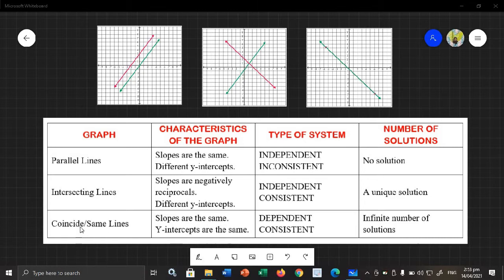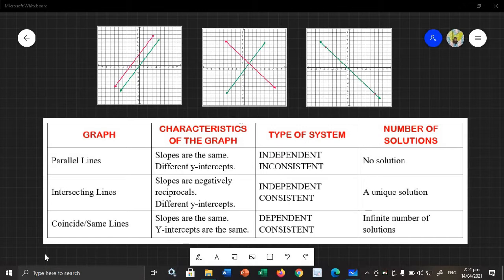Kapag naman coincide or same lines yung graph, kapag sinolve natin yung slope and y-intercept ng system of linear equation na yon, they have the same slope and they also have the same y-intercept. Ang type ng system of linear equation, they are dependent and also consistent. Ang number of solutions nila ay infinite number of solutions. Ibig sabihin, madaming solutions na pwede to both the linear equations. So these are the three possible graphs of the system of linear equation.